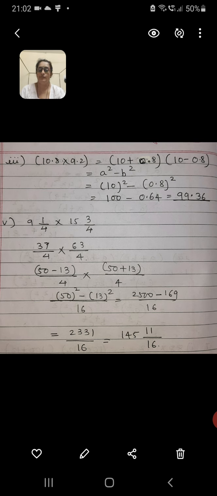So here we end with the second exercise. Third and fourth exercise with a few more identities we are going to do in the next class.